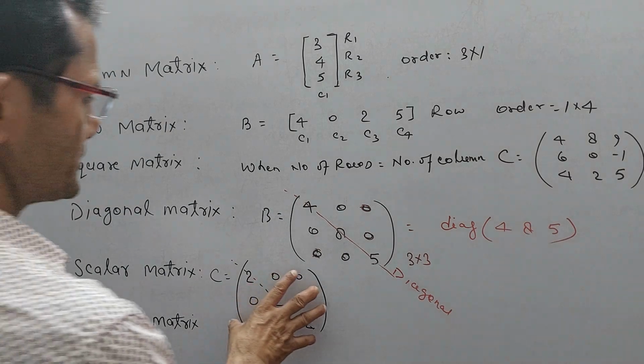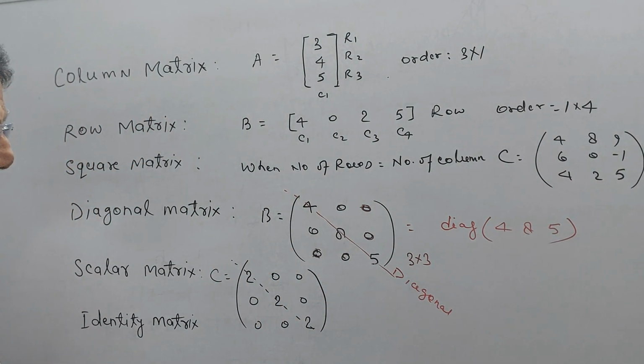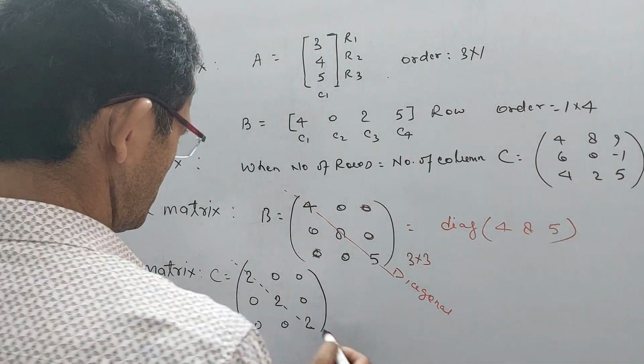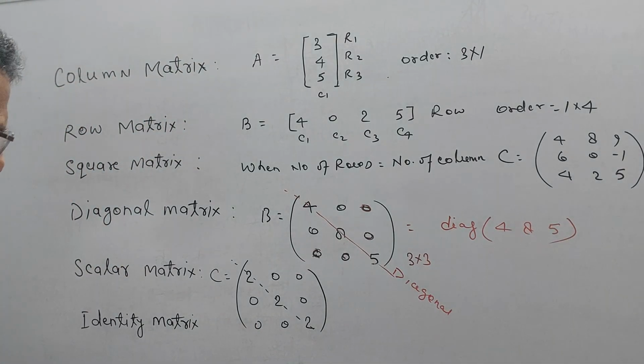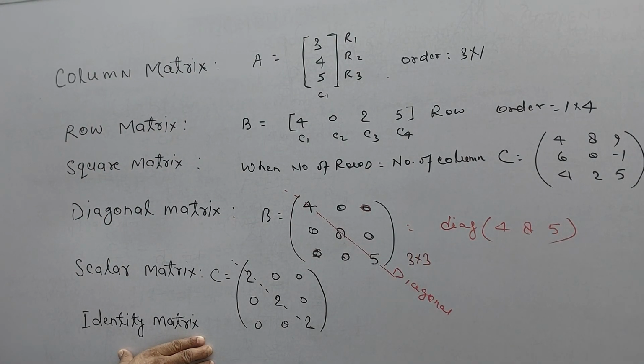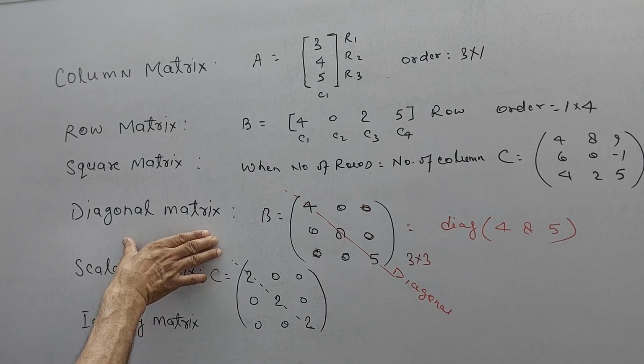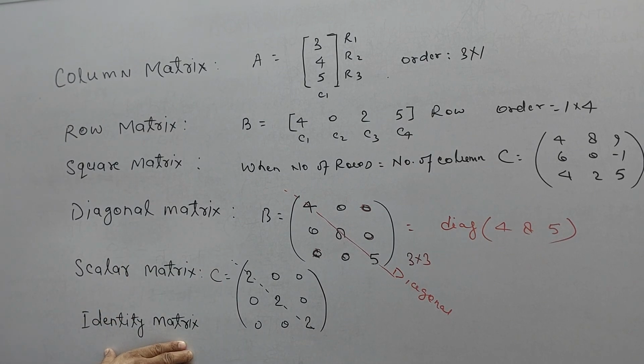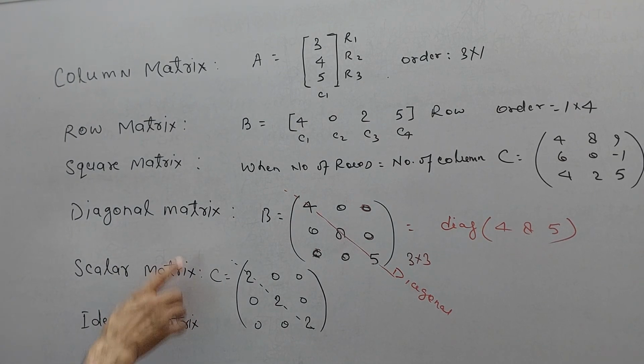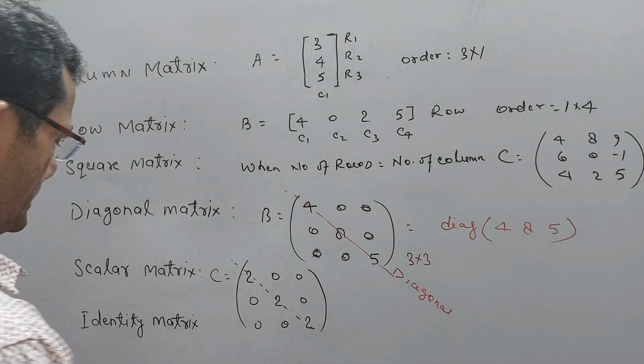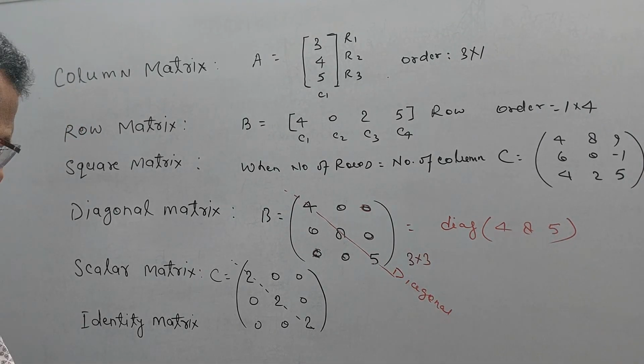So a scalar matrix is also a diagonal matrix, and the entries of the diagonal are the same. Now the next one is the identity matrix. An identity matrix is also a scalar matrix or diagonal matrix, but the diagonal elements should be 1; this is known as the identity matrix.